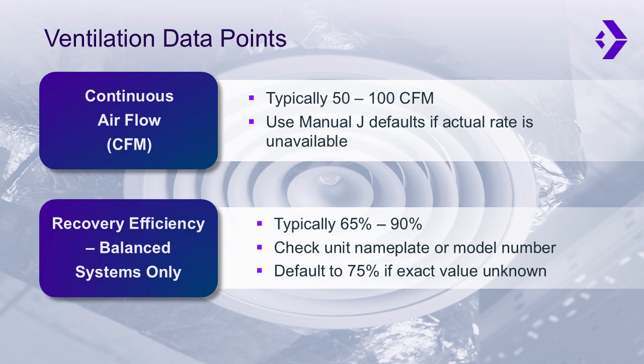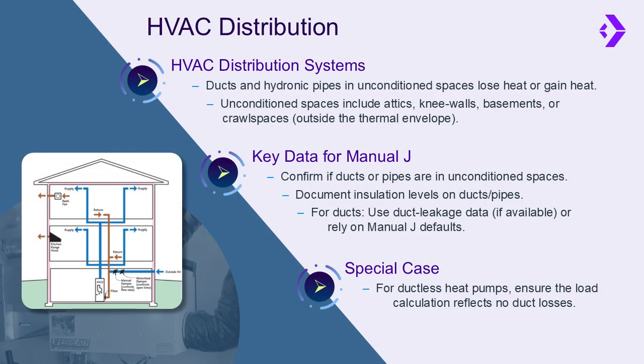Moving off of ventilation and over to the HVAC distribution systems. Ducts and hydronic piping, when routed outside of the conditioned space, lose heat to those spaces before the heat gets where it belongs. This means you need to have extra heating available from the furnace or boiler. The reverse happens for cooling with ducts. Such unconditioned spaces might include attics, knee walls, basements, or crawl spaces, any space outside the thermal envelope you defined when gathering insulation values. A detailed calculation of this heat loss is difficult.